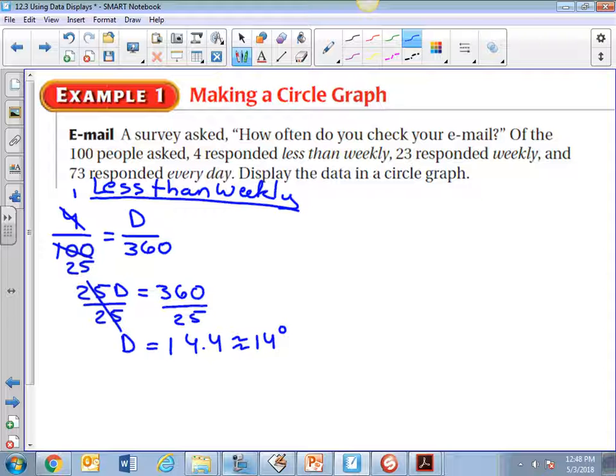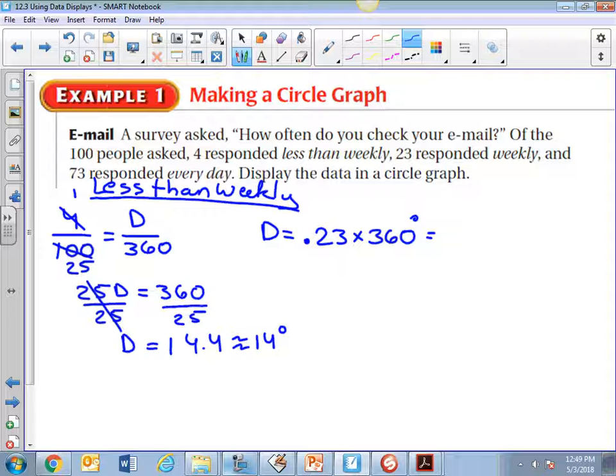It says 23 responded weekly. So here's the other way you could do it. If you know that 23 is 23%, okay, you could do it like this. You could just say 0.23 times 360. Okay, that's another way you can do it if you know the percent. All right, change it to a decimal, multiply it by 360. You should get the amount of degrees covered by 23%. Okay, so go ahead and do that once.